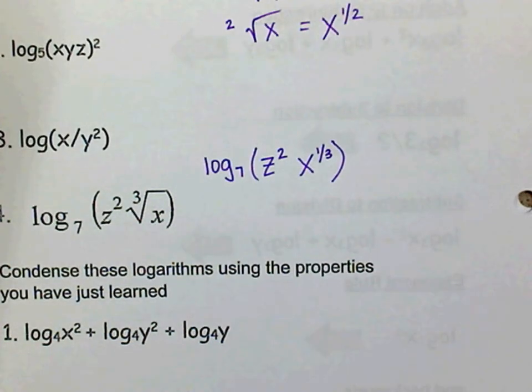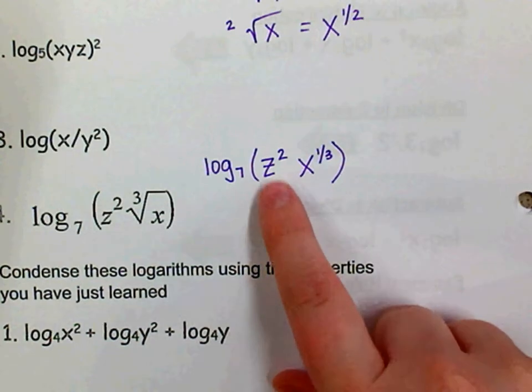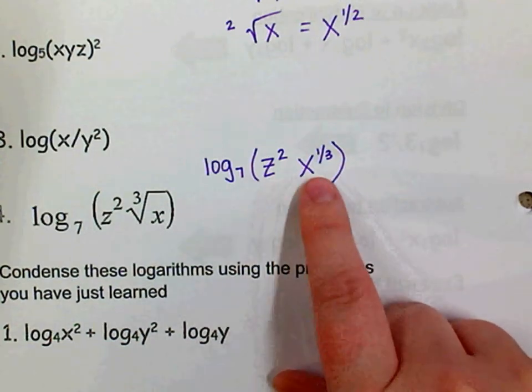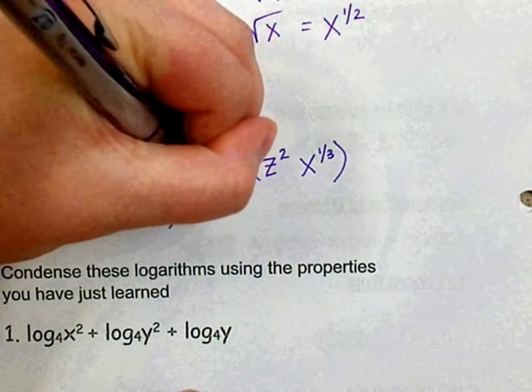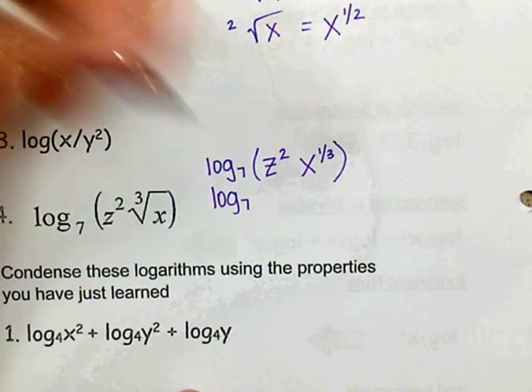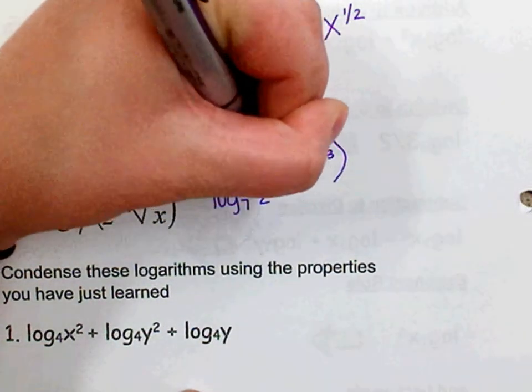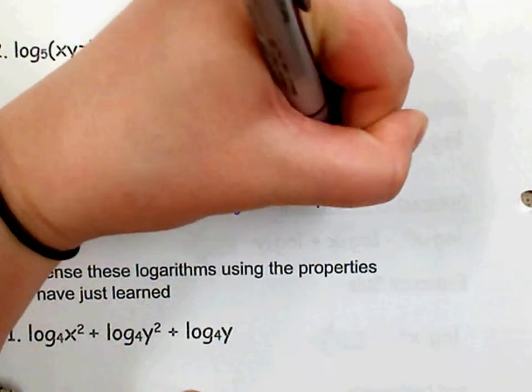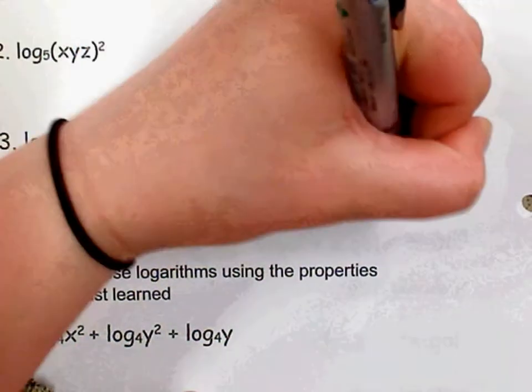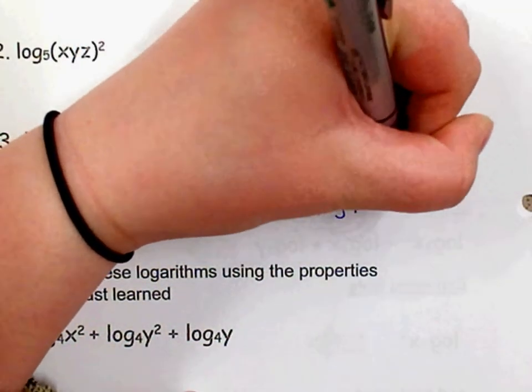So from here I can look at this and say, okay, the z and the x are being multiplied by each other. So to expand them, I will use addition. So that will be log base 7 of z squared plus log base 7 of x to the 1/3.